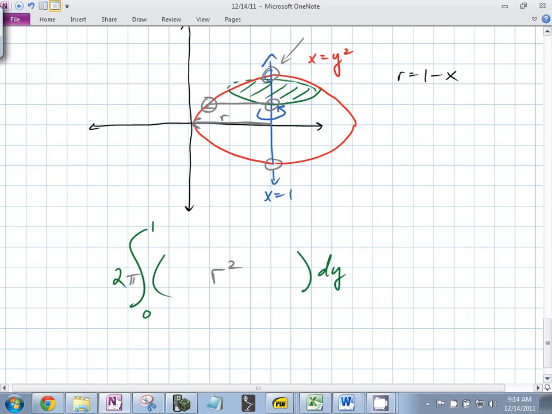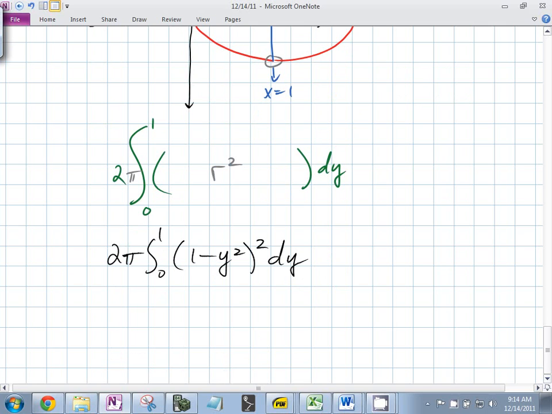Oh, we didn't even need to do that. It was already done for us, right? So what's it going to be? r is equal to 1 minus y squared. So what do you have here? 2 pi, the integral from 0 to 1 of 1 minus y squared, squared, dy. Can you do that? What do you have to do first? You have to square it, multiply it out, distribute, and then you're done. Okay.